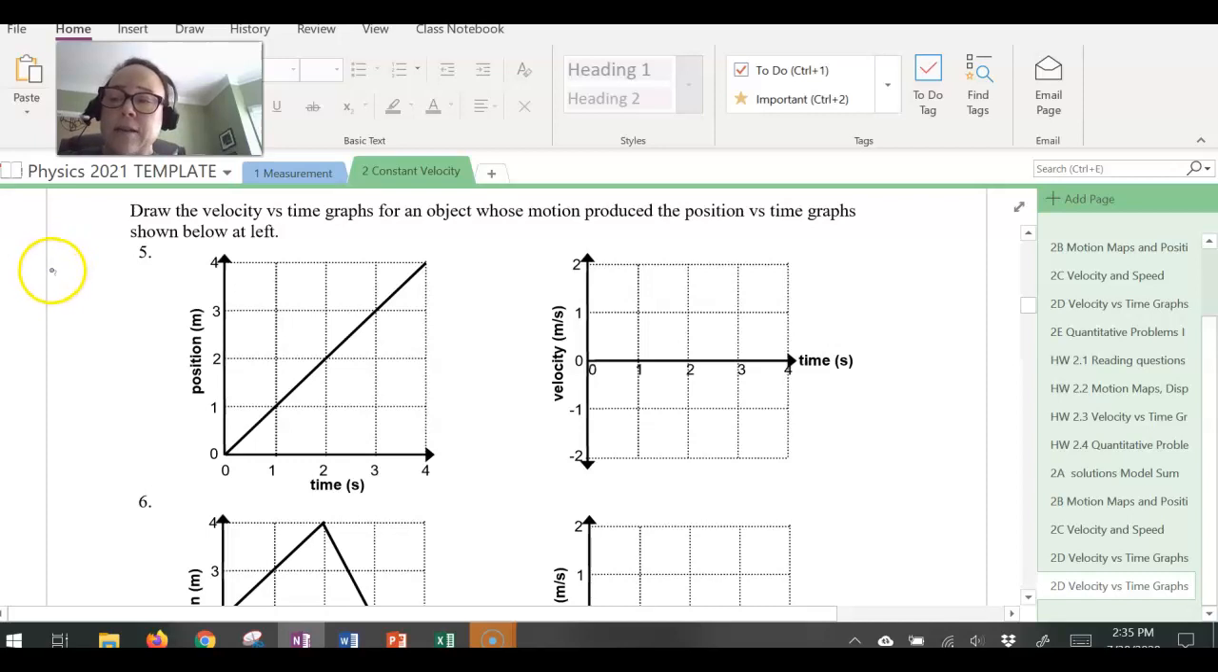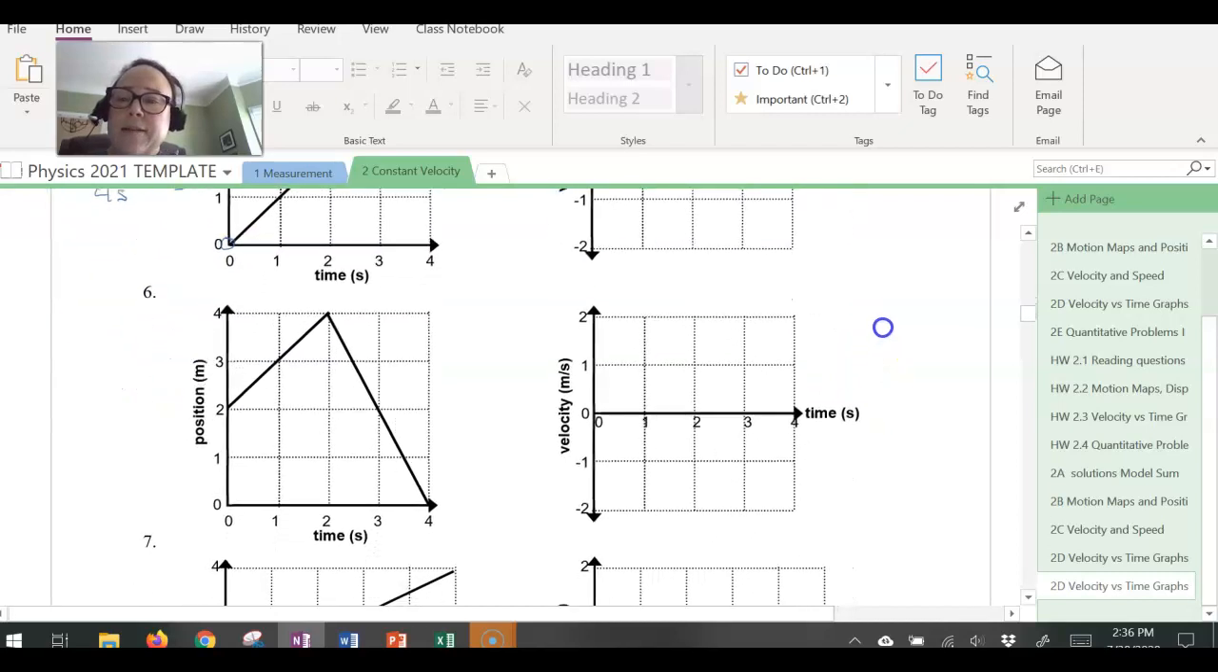I need to calculate the displacement in order to be able to calculate the velocity. So here, the displacement is always the final position minus the initial position. Well, the final position was 4, the initial position was 0, so the displacement was 4 meters. So the velocity is the 4 meters divided by the elapsed time of 4 seconds, which is 1 meter per second. So this is a situation where an object was going at a constant velocity of 1 meter per second for 4 seconds. And so our velocity versus time graph is a horizontal line at a value of 1 meter per second.